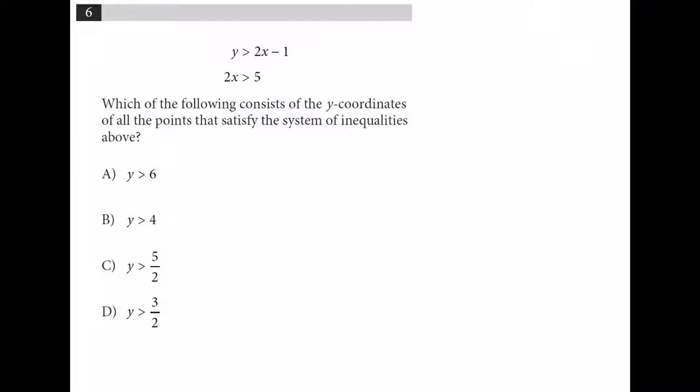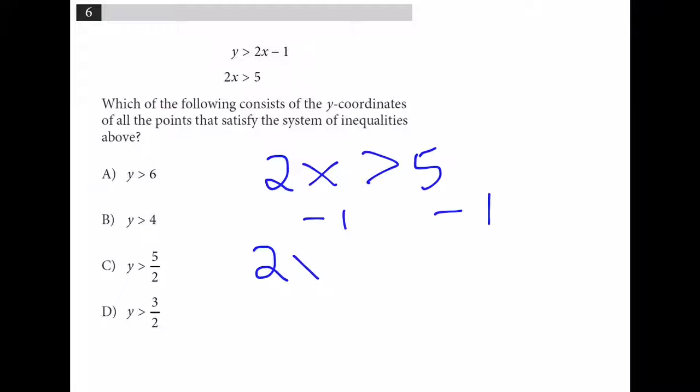Number 6. y is greater than 2x minus 1, and 2x is greater than 5. Which of the following consists of the y-coordinates of all the points that satisfy the system of inequalities above? You may have noticed that 2x shows up in both inequalities. However, in the top, it's 2x minus 1. So if we start with this 2x is greater than 5, what happens when we subtract 1 from both sides? We end up with 2x minus 1 is greater than 4.